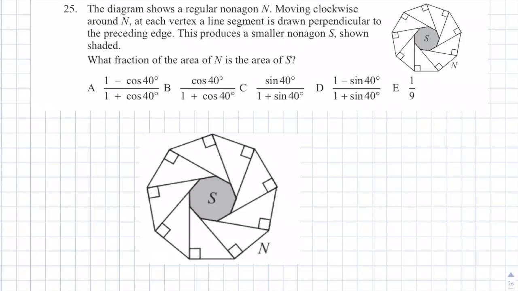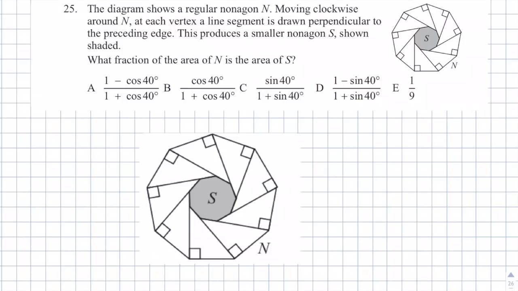The diagram shows a regular nonagon N. Moving clockwise around N, at each vertex, a line segment is drawn perpendicular to the preceding edge. This produces a smaller nonagon S, shown shaded. What fraction of the area of N is the area of S? We've got answers as A is 1 minus cos 40 all over 1 plus cos 40. B is cos 40 all over 1 plus cos 40. C is sine 40 over 1 plus sine 40. D is 1 minus sine 40 all over 1 plus sine 40, or E is 1/9.